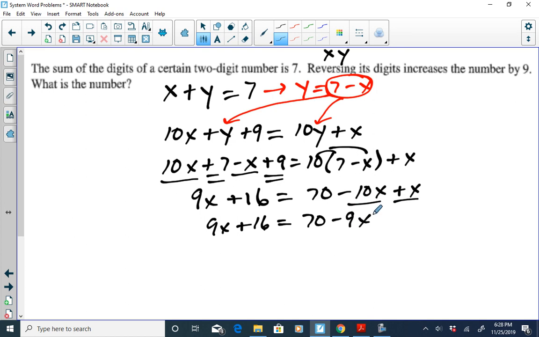So now we have an equation where we have variables on both sides of the equation. We want to remove the variable with the smaller coefficient. Negative 9 is less than positive 9. So we're going to add 9x to both sides of this equation. That gives us 18x plus 16, and that's going to be equal to, that eliminates, it's going to be equal to 70.